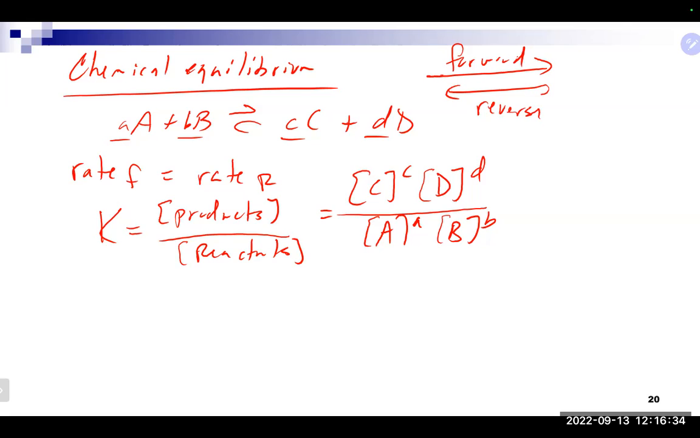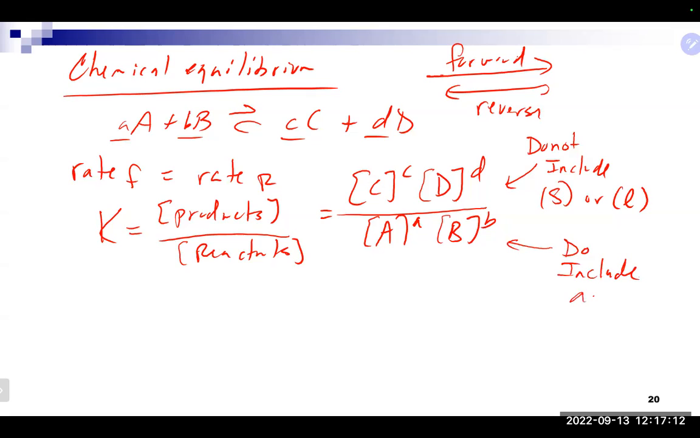As we talked about at the end, there's really two things you do not include. And that is anything that is a solid or a pure liquid does not get included in the equilibrium expression. They're really not participating in the equilibrium expression. The pure liquid basically remains constant in its concentration over the whole time. And something that's a solid is just kind of sitting there hanging out, not really participating. That pretty much means that you do include what's left there, which is things that are aqueous and things that are gas.